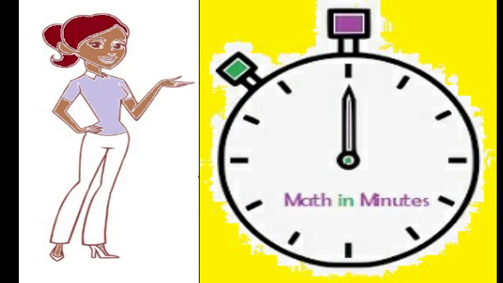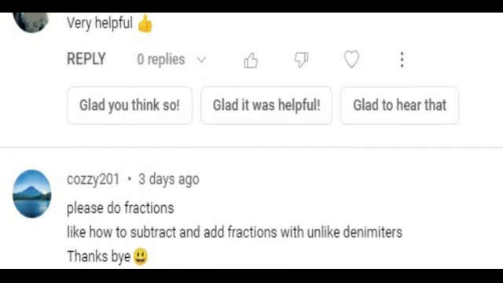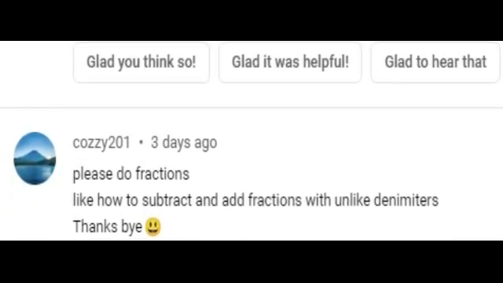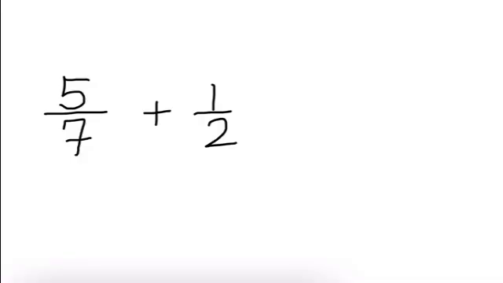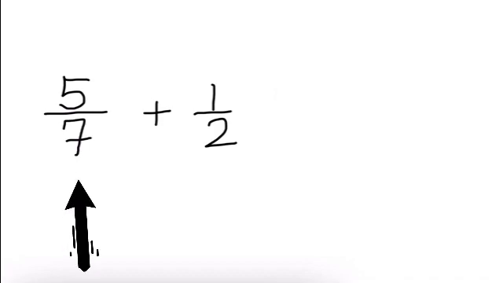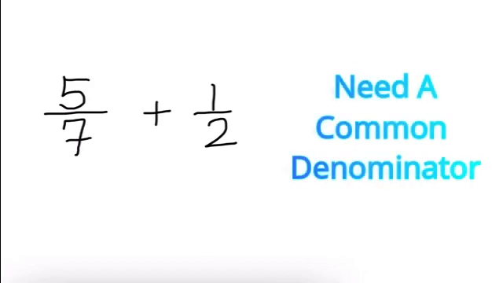So for this Math in a Minute video, Cozy201 would like to know how to add and subtract fractions with unlike denominators. So let's take a look at the equation 5/7 plus 1/2. Our first fraction has 7 as the denominator and our second has 2 as the denominator. So we need each of these fractions to have the same denominator, a common denominator.